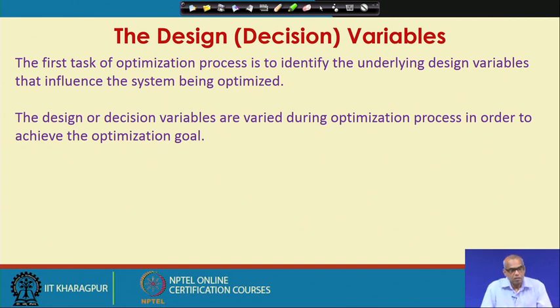The first task of optimization process is to identify the underlying design variables that influence the system being optimized. So, you need to know what are the variables that influence the system we are optimizing, and you are trying to find out the optimal values for these variables.